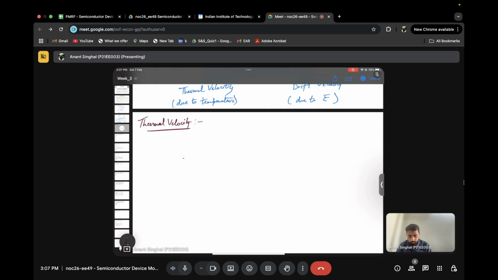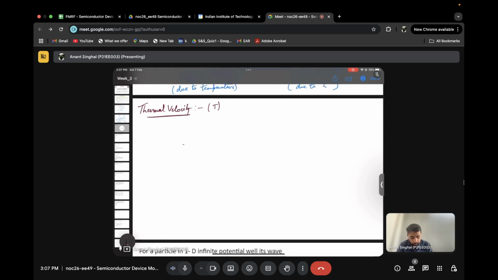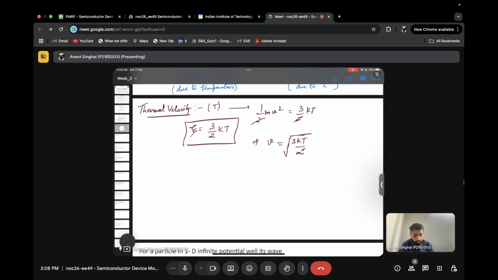So thermal velocity, as I said, is due to temperature. Let's say we have a temperature T. We know that the energy, according to the Boltzmann constant, is around 3/2 kT. This is a very basic formula that we already know. Now since the electrons have motion, they have some kinetic energy, which is half mv squared. If I equate this with the thermal energy, 3/2 kT, and try to find the velocity, the 2 gets cancelled out, and v comes out to be the square root of 3kT by m. Let's keep m as the effective mass, since we talked in terms of effective mass in the last class.